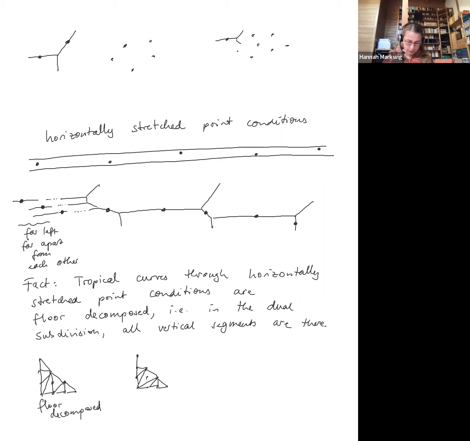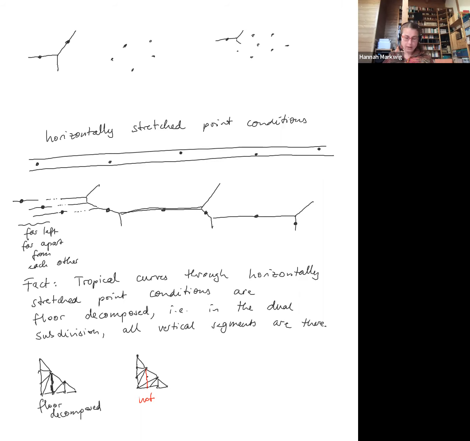This subdivision that we also looked at earlier is not floor decomposed, because this is not part of the subdivision, right? Not floor decomposed. Okay, and what's the reason for this fact? The reason is that the points are so far apart from each other that you need a horizontal edge going through a point before you meet another point. Somehow you do need those horizontal edges, and horizontal edges are dual to the vertical segments in the Newton subdivision. That's the reason behind this fact.